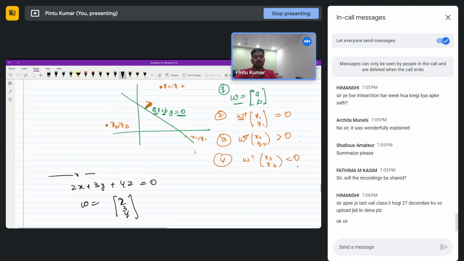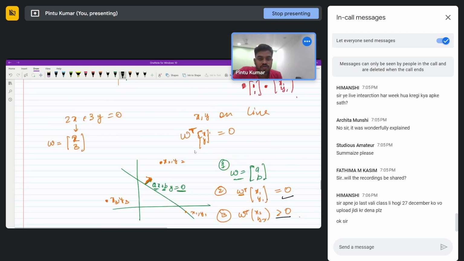That if a point lies on the plane, then the dot product with w would be 0. If it is on the half towards which the normal vector would be pointing, then it would be greater than 0, and otherwise it would be less than 0. And similarly, you can extend this definition to n-dimensional spaces.